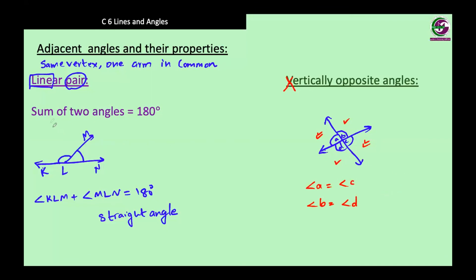Now I would like to add a note on the linear pair, because you have studied supplementary angles. They also are two angles which add to 180 degrees. But a linear pair should be adjacent. It should be from the same point. But supplementary angles can be at any two points. This is the main difference between linear pair and supplementary angles.